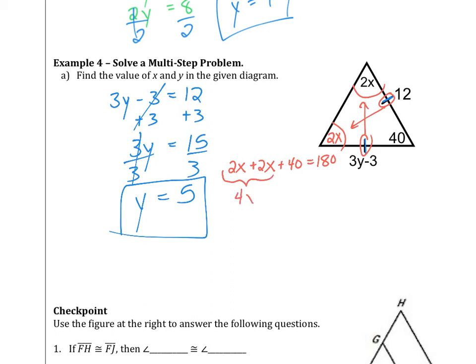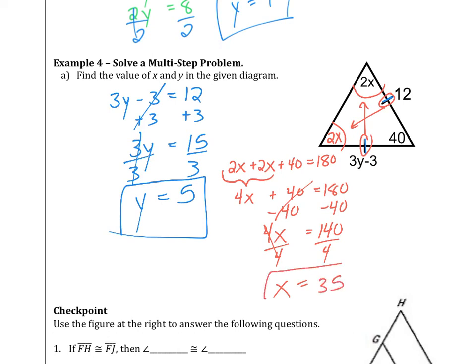2x plus 2x is 4x. Then we minus 40 to get 4x equals 140. And then divide by 4. X equals 140 divided by 4 is, let me quickly get the calculator out. 140 divided by 4 is 35. So we were able to solve for x and y.